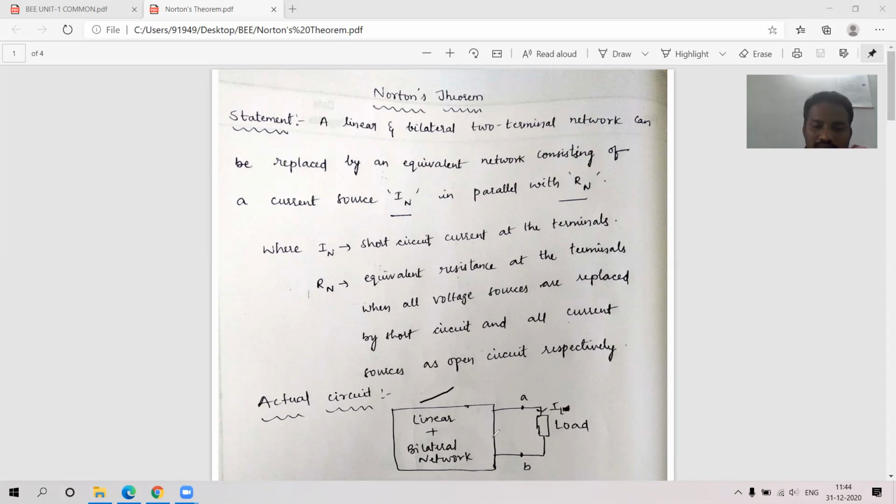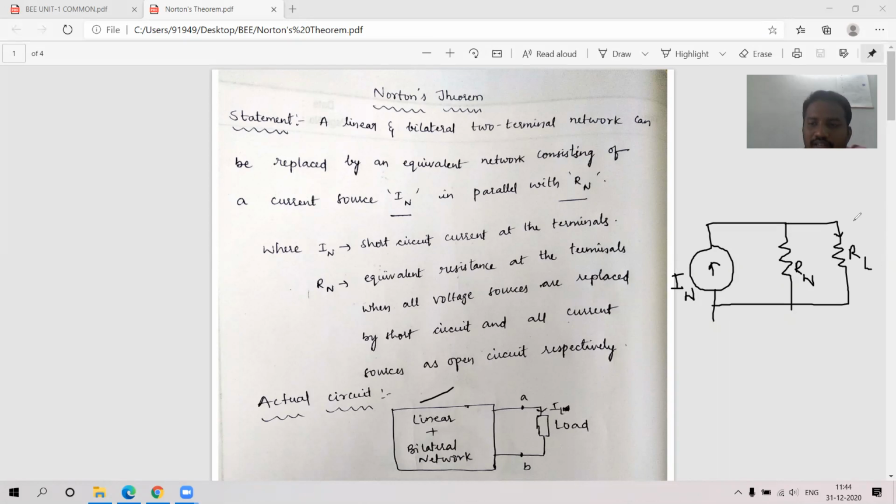Now what I am going to do is replace this actual circuit, this huge circuit, with a simple Norton's equivalent circuit. That means whatever the huge network is, I'm just going to replace it by one current source in parallel with Norton's resistance, and we connect that load to it. So this is the final circuit we are going to get. That actual circuit will be modified to this Norton's equivalent circuit, IN in parallel with RN. Whatever the load is, we connect it to this Norton's equivalent circuit.